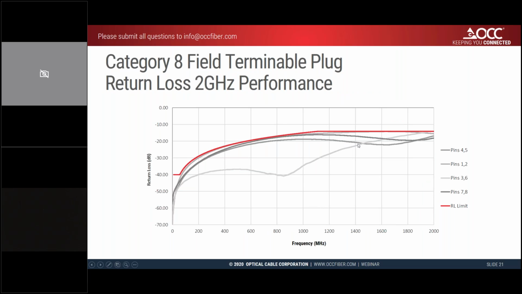And also, here's a graph of the return loss of a Cat 8 plug. I think that tops out there. I believe that plateau is 14 dB. That's as bad as it's allowed to be, and you want to be better than that. But anyway, that's just to illustrate.